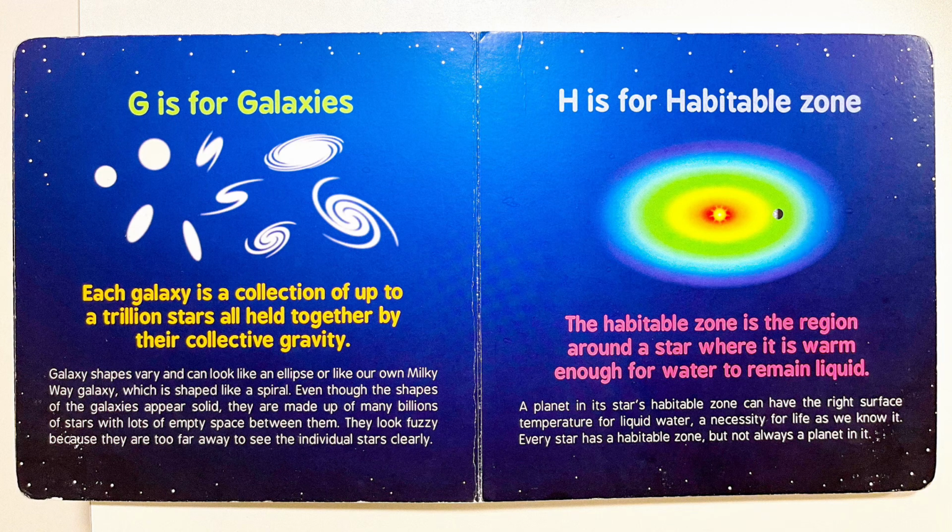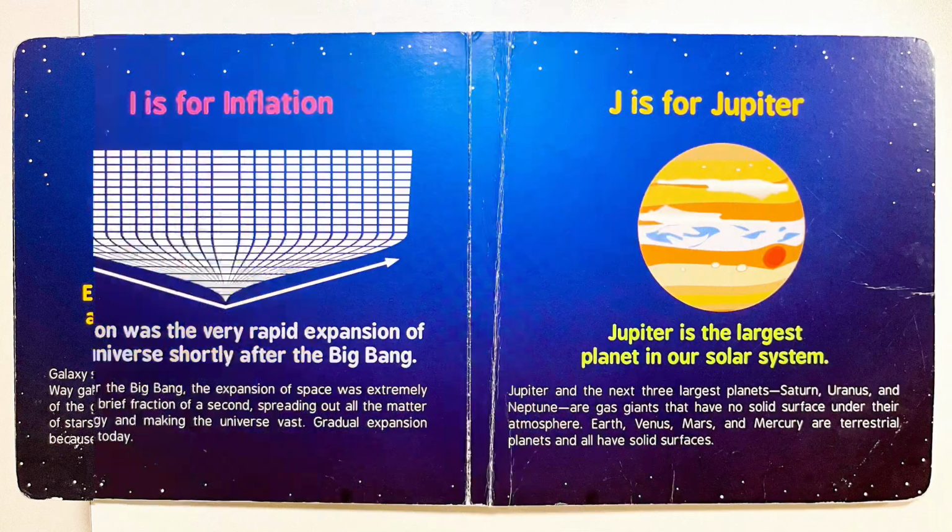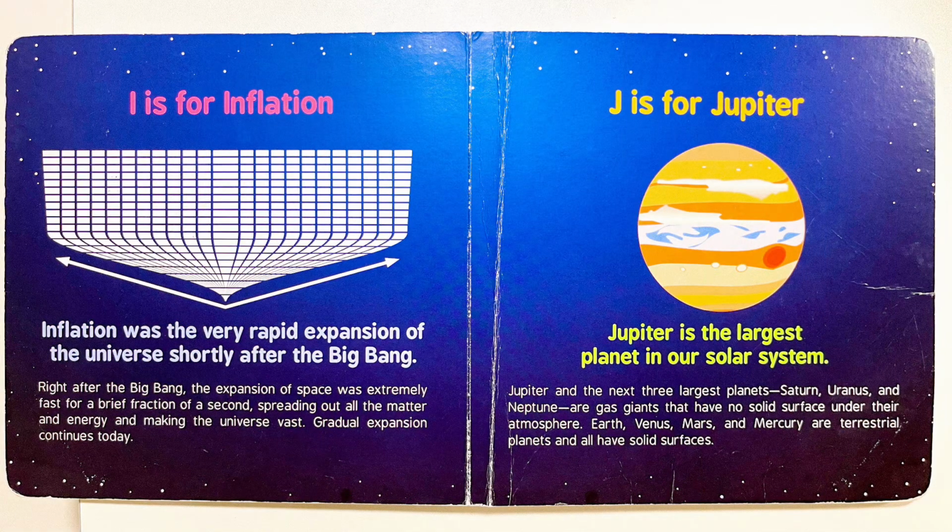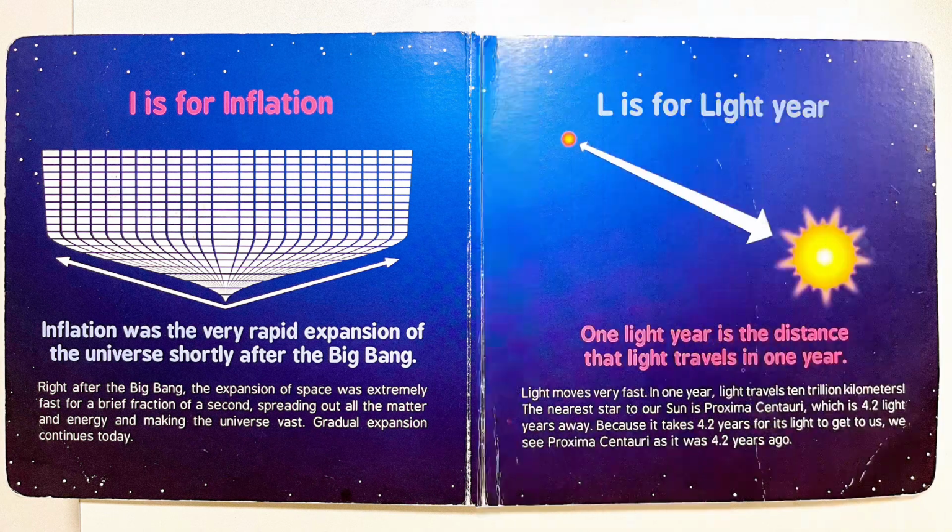H is for habitable zone. The habitable zone is a region around a star where it is warm enough for water to remain liquid. I is for inflation. Inflation was a very rapid expansion of the universe shortly after the Big Bang. J is for Jupiter. Jupiter is the largest planet in our solar system.